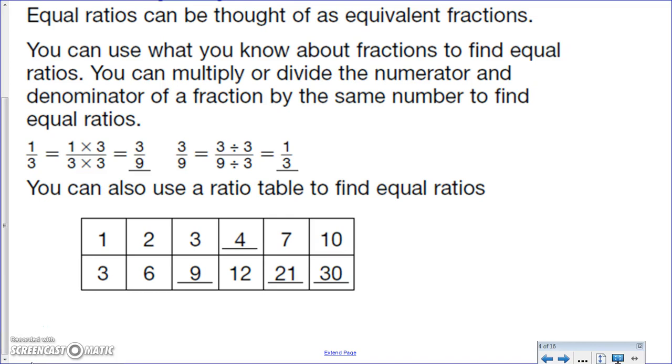And you can see each of the ratios: 1 to 3, 2 to 6, 3 to 9, 4 to 12, 7 to 21, and 10 to 30. Every one of those ratios simplifies down to 1/3, 1 to 3. So you always have to make sure as you're filling in your ratio table that whatever ratio you put in there simplifies down to the original ratio, the simplest fraction.